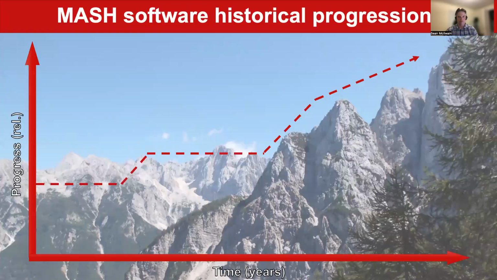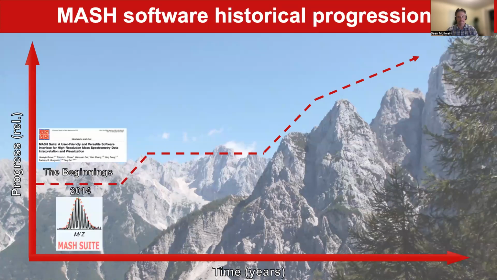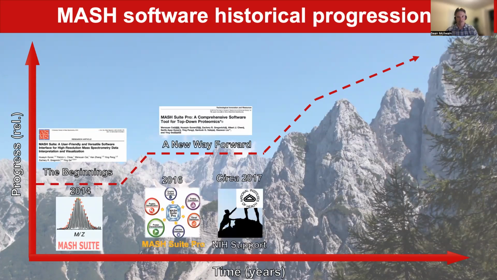The MASH family of software tools has been developed over the course of 8 years. Initially, MASH Suite was released in 2014, allowing the analysis of a single protein using mzXML data. In 2016, MASH Suite Pro was released, which included additional support for Thermo data and searching for multiple proteins.